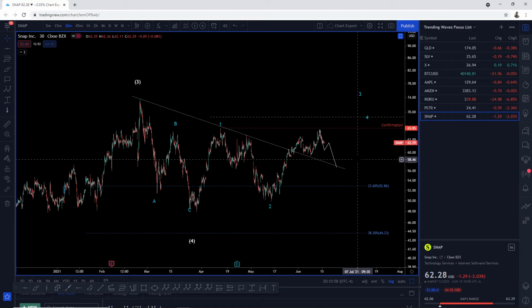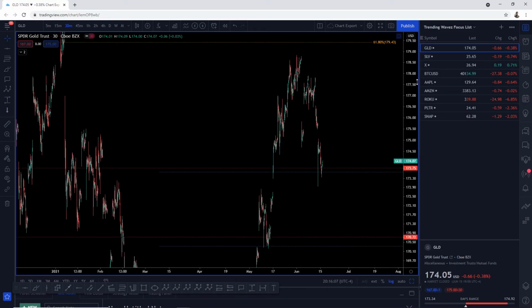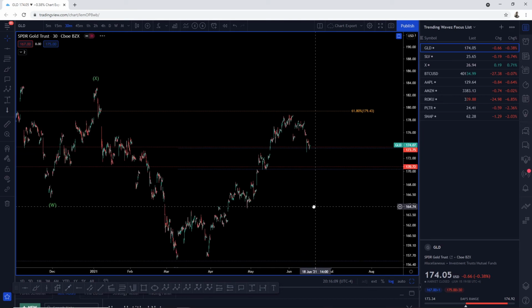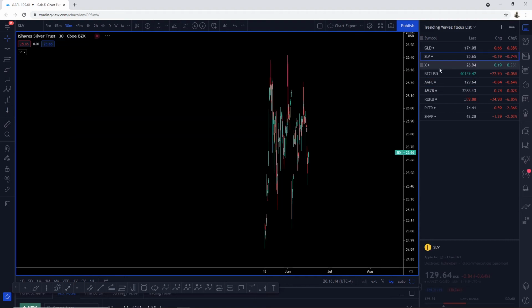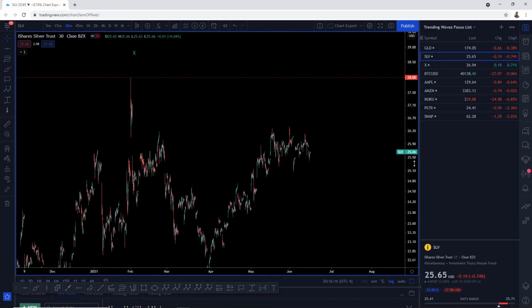All right, guys, so a lot of these wave counts are all depending on what happens tomorrow. So keep a close eye out for gold for a possible trade opportunity to further upside. Keep an eye out for X. Keep an eye out for Apple. Oh, actually, I forgot silver. Oh, man. Sorry about that, guys.